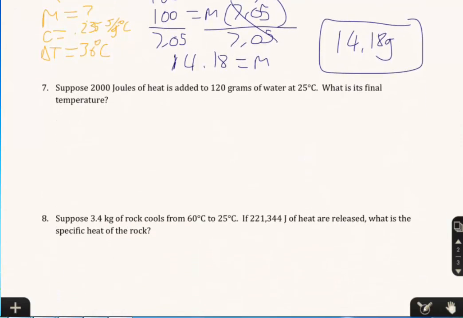Getting close to the end here. Number 7, suppose 2,000 joules of heat is added to 120 grams of water at 25 degrees Celsius. What is its final temperature? Okay, so again, Q equals MC delta T. 2,000 joules. 120 grams. Water. C equals 4.18 for water, right? And then what is its final temperature?